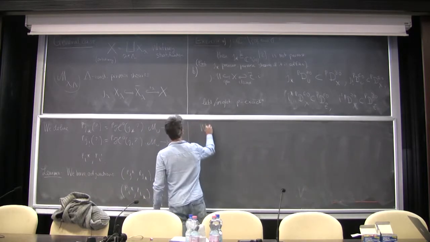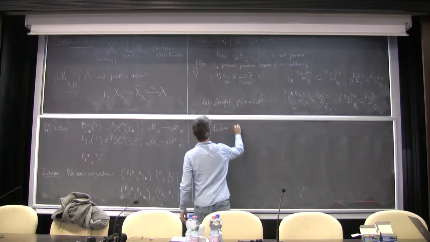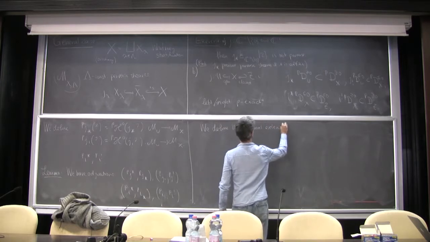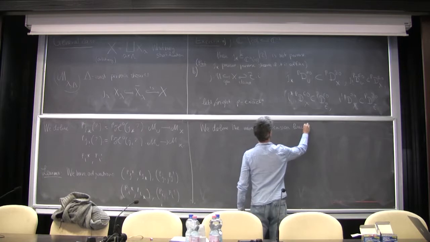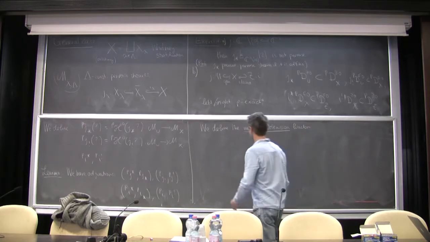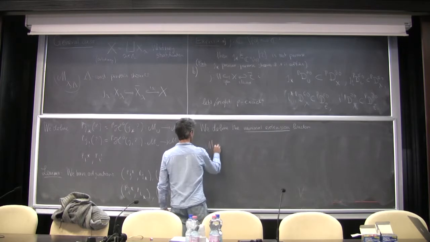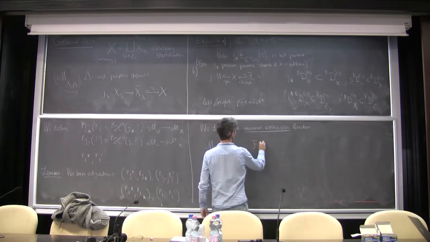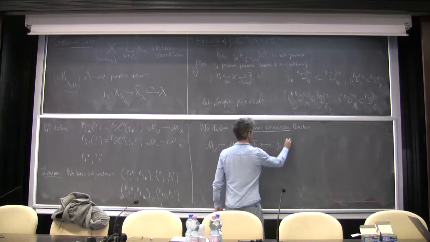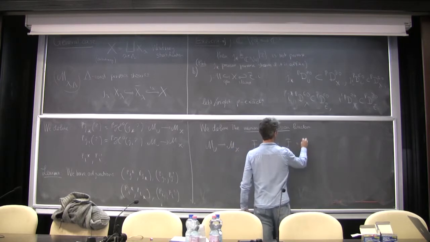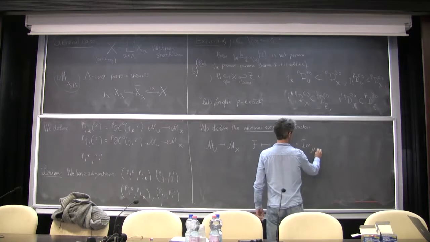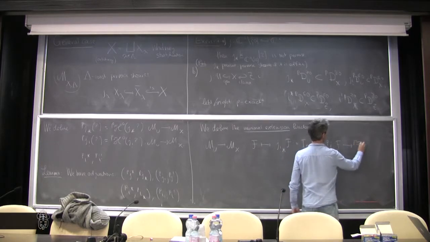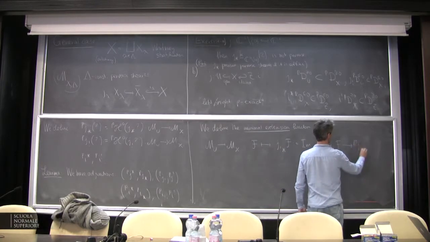We define the minimal extension functor. This should be a functor from M_U to M_X, which sends F to the image of pj lower shriek F in pj lower star F, the canonical morphism.